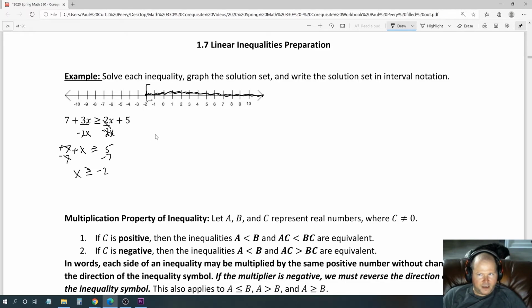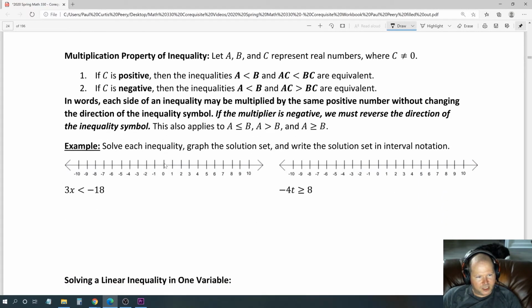Okay, now, based upon this, we're going to drop down the bracket and put the negative 2 inside of it. It goes off to positive infinity, so we write the positive infinity, and because you never reach infinity, you have the parenthesis. And that's it. Okay, let's try a couple more.